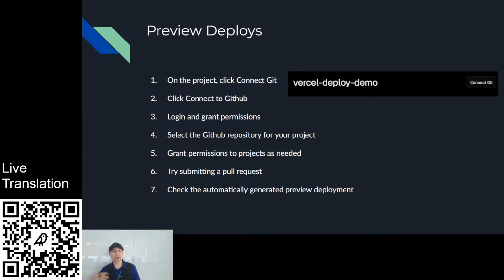Then the next time someone submits a pull request, Vercel will automatically create a preview deployment, and it will comment into the pull request and say, hey, here's your new preview deployment, here's the link. You click it, and then you can see the deployed code for the proposed changes.